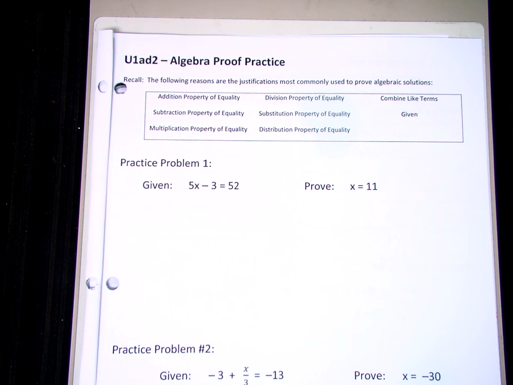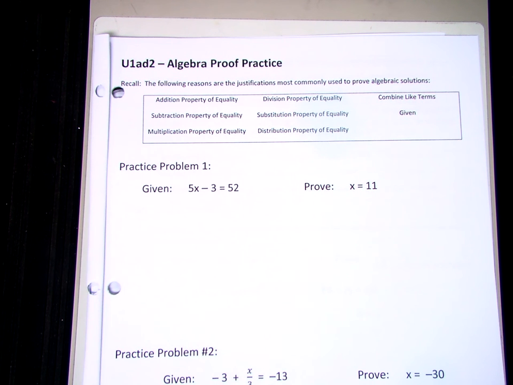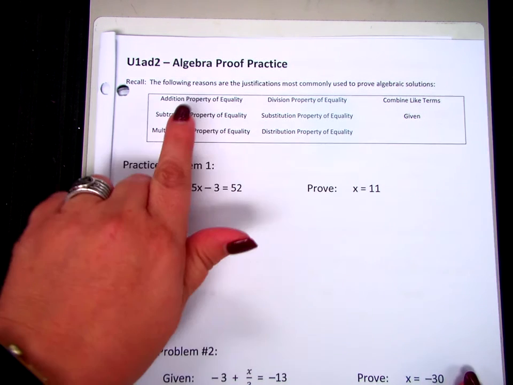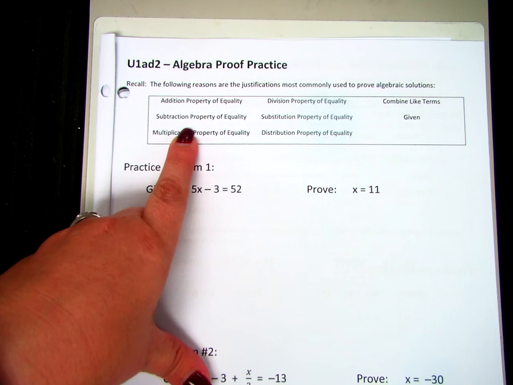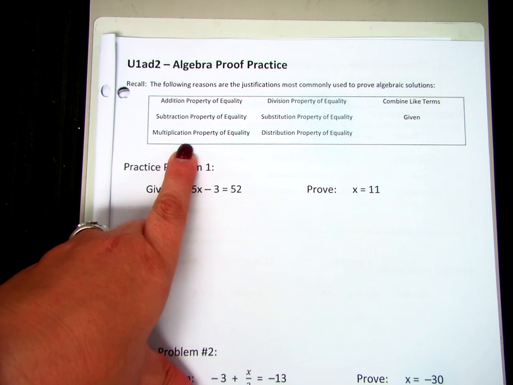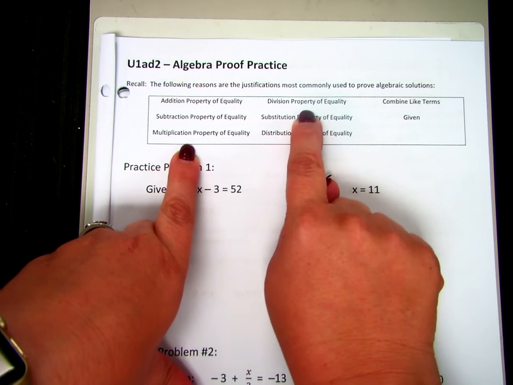We're just going to practice. Okay? We are going to add on one mistake that can be made, and then we're going to add on one more property, maybe 2 more properties that can be done. So remember yesterday, the following reasons are the justifications most commonly used to prove algebraic solutions. We've got the addition property of equality, subtraction property of equality, multiplication property of equality, and division property of equality. Those all happen on one side.